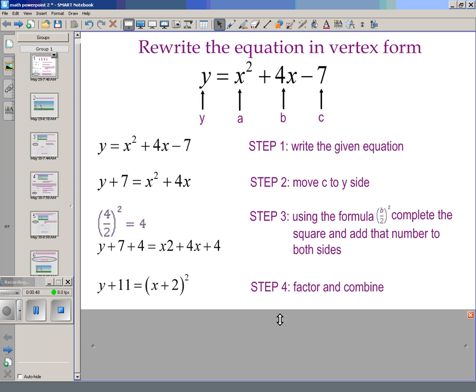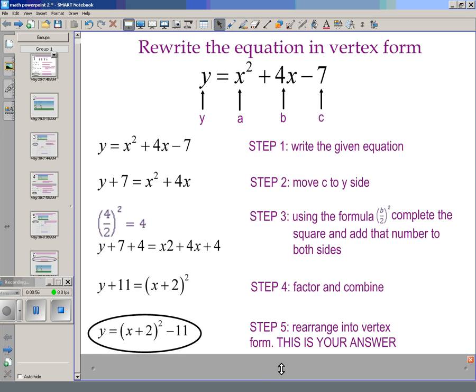The fourth step is to factor both sides and then combine them. You get y plus 11 equals, in parentheses, x plus 2 squared. The last step is to rearrange into vertex form. This ends up being your final answer of y equals, in parentheses, x plus 2 squared minus 11.